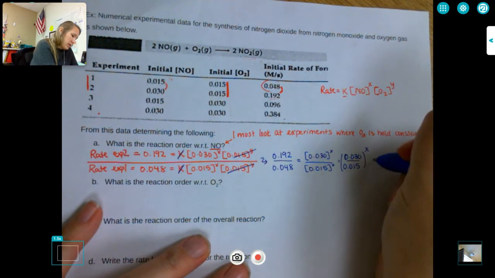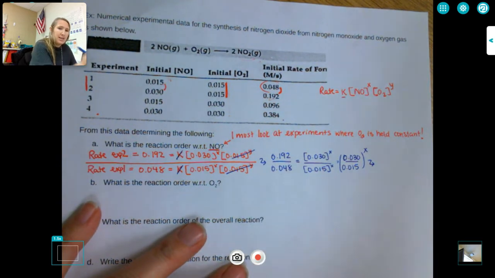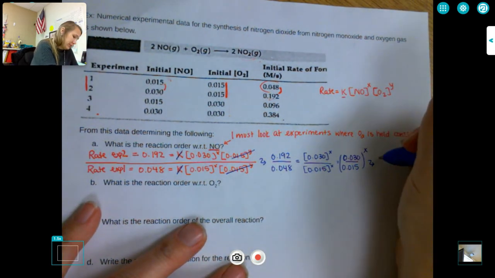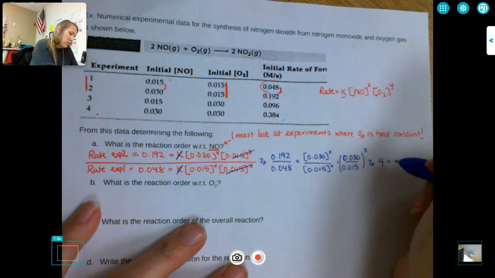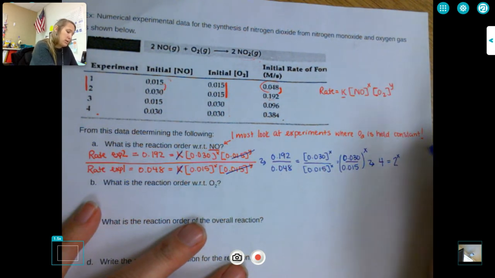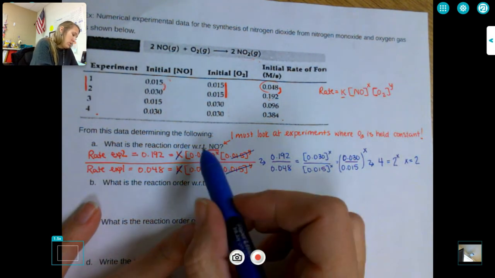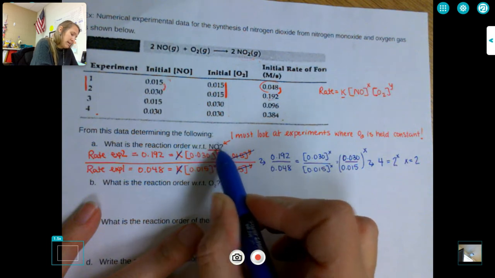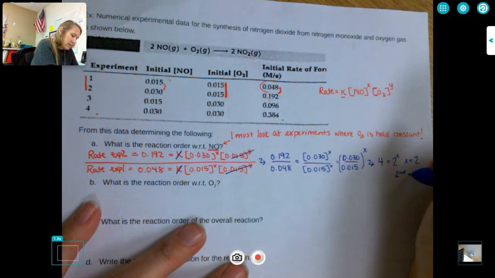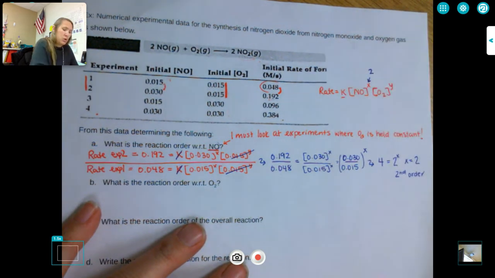Okay. So 0.192 divided by 0.048 is 4, equals 0.030 over 0.015. That's 2 to the X. Well, how does 2 turn into 4? Well, X must equal 2, which means it's squared. So that means that with respect to nitrogen monoxide, this is second order. So that means this guy is a 2.